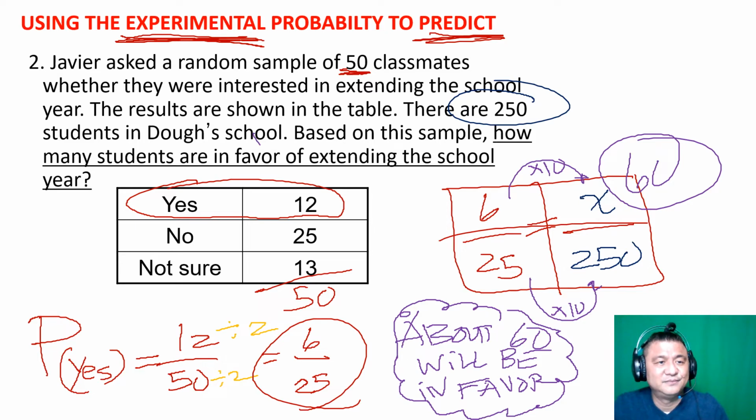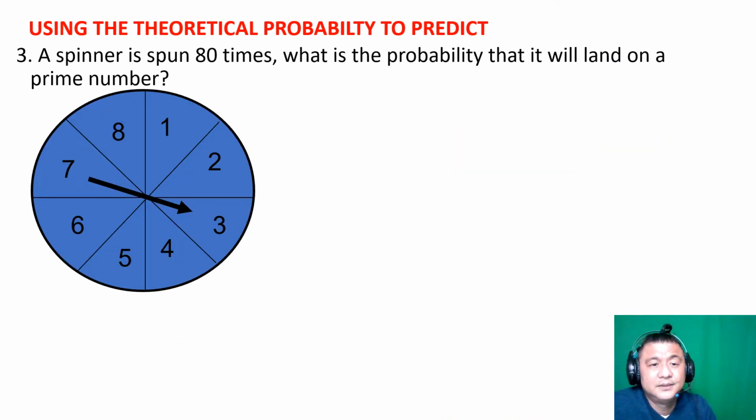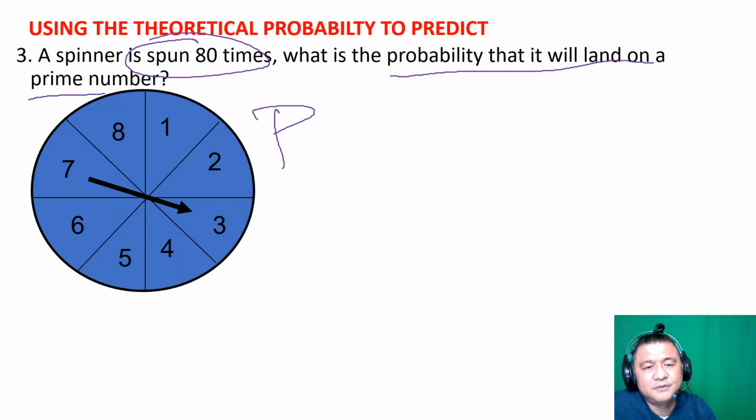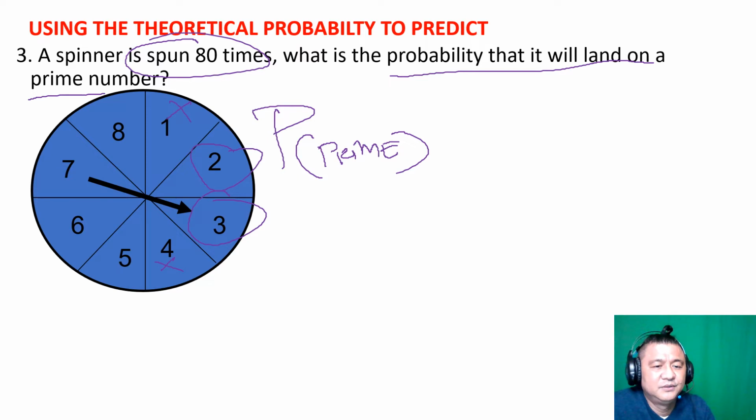Let's now move on to the next problem. Now, you can also predict from your theoretical. Okay, a spinner is spun 80 times. What is the probability that it will land on a prime number? Ooh, probability of a prime number. First, we have to identify which are the prime numbers. 1 is not a prime number. 2 is a prime number. 3 is a prime number, not 4. 5 is a prime number, not 6. 7 is a prime number, not 8.